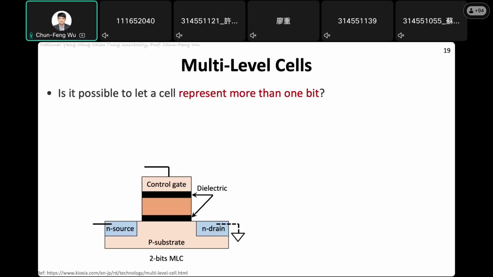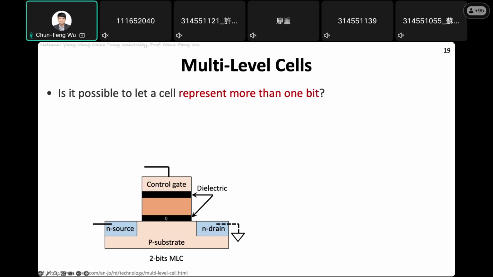I think multiple-level cells are what people usually first know about SSDs, right? Because when you are going to buy an SSD from the market, you will see this is an MLC, or this is a QLC, or this is a TLC. But what does this kind of XLC mean? It means: is it possible to represent more than 1 bit in this floating gate?